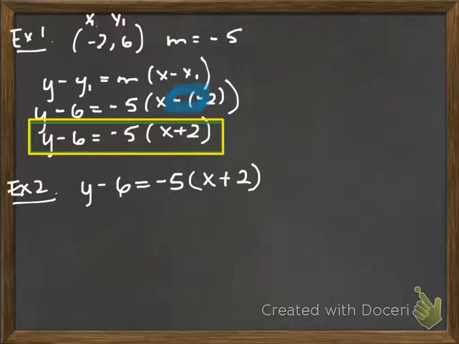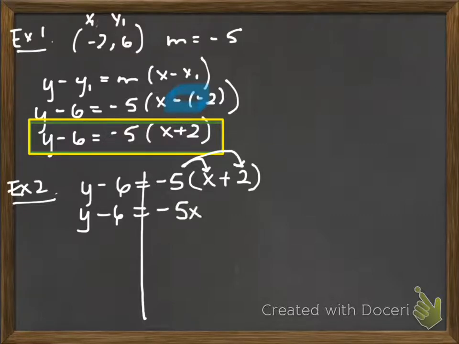What's the first thing I need to do when I'm solving for y? Distribution. Yeah, I need to distribute. That's why we did distribution first. Now I'm going to distribute what? I'm going to multiply -5 by these two numbers, right? Draw those arrows so you know. So -5 times x is -5x. -5 times 2 is -10.